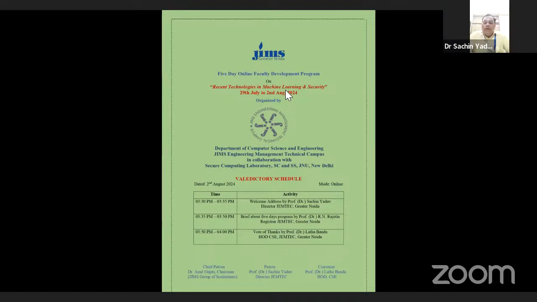Very good afternoon to all. Department of Computer Science and Engineering of James Engineering Management Technical Campus, Greater Noida, successfully organized a 5-day faculty development program on recent technologies in machine learning and security.